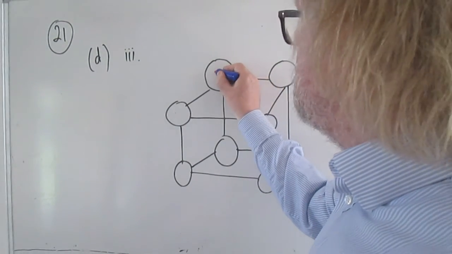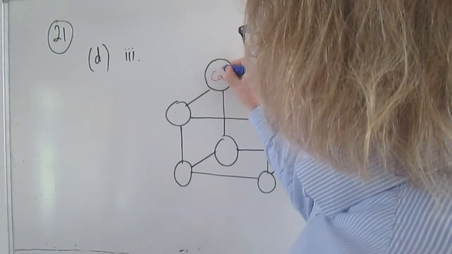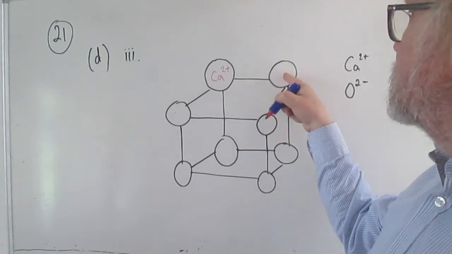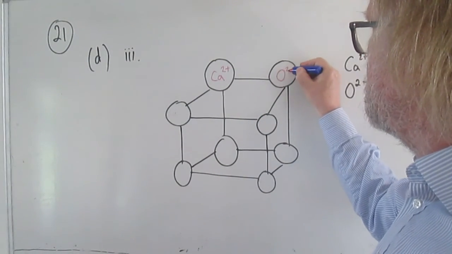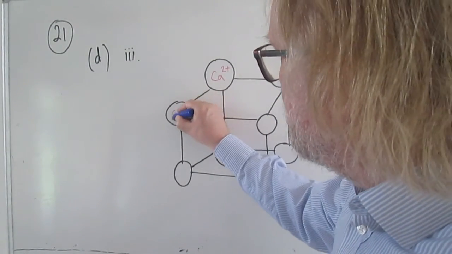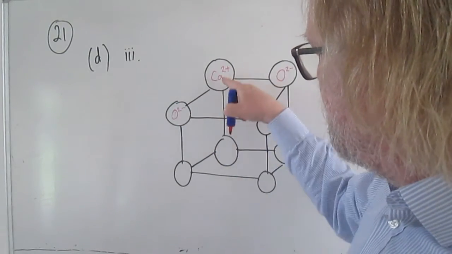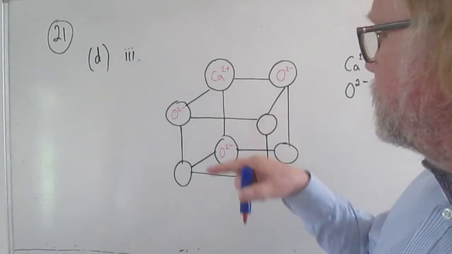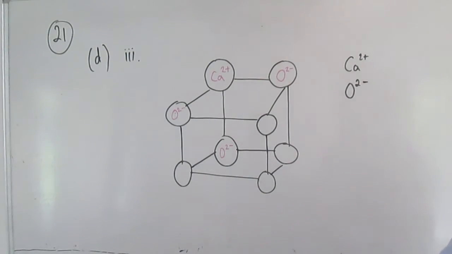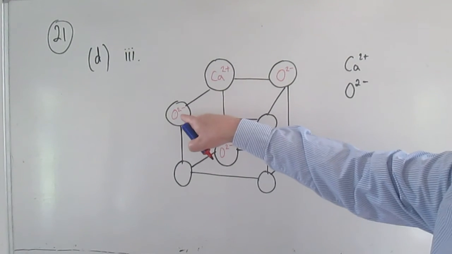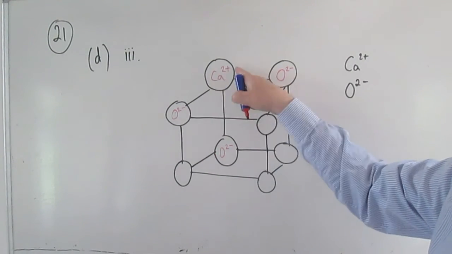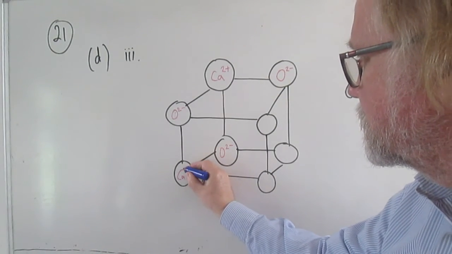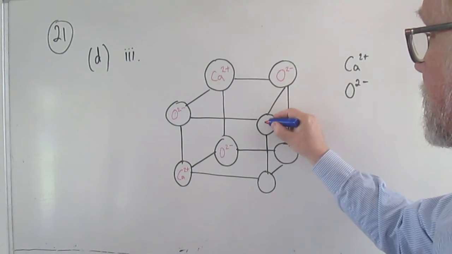So if we choose to make this one Ca2+, the ones immediately next to it, so that means this one has to be O2 minus, and that one has to be O2 minus, and this one has to be O2 minus, because those are its immediate neighbours. And then we can just do the same thing and say, right, the immediate neighbours of this one have all to be calcium, so that one is, and this one is, and this one is.